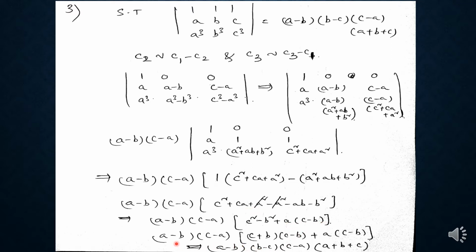So here (a minus b) into (c minus a) into (c plus b) into (c minus b) plus a into (c minus b). So we can write it as (a minus b) into, if we take (b minus c) common, (b minus c) into (c minus a) into (a plus b plus c). So here we will get (a plus b plus c) (a minus b) into (b minus c) into (c minus a).